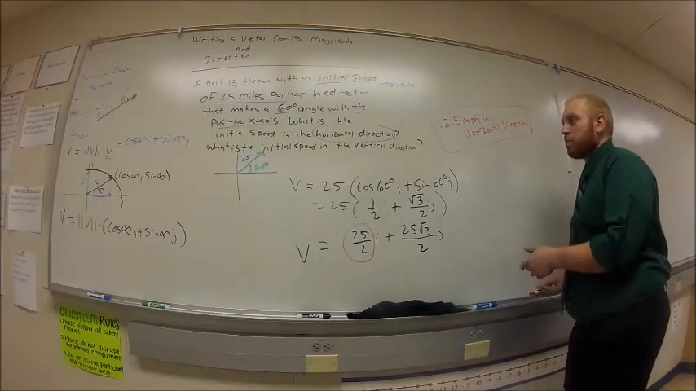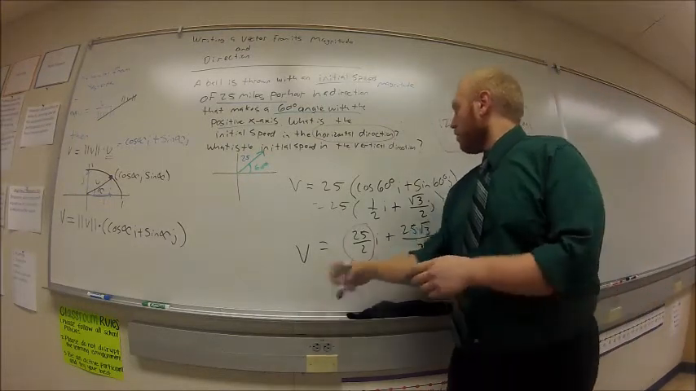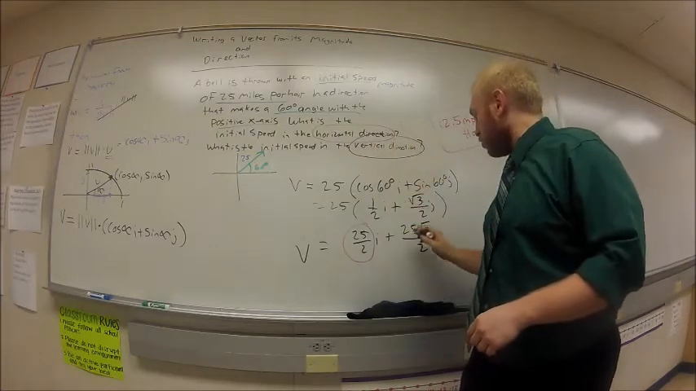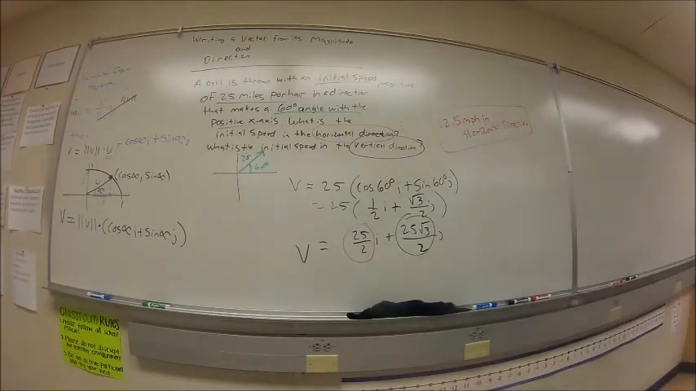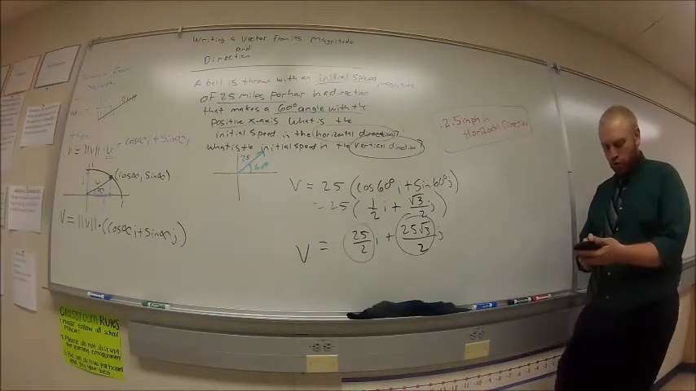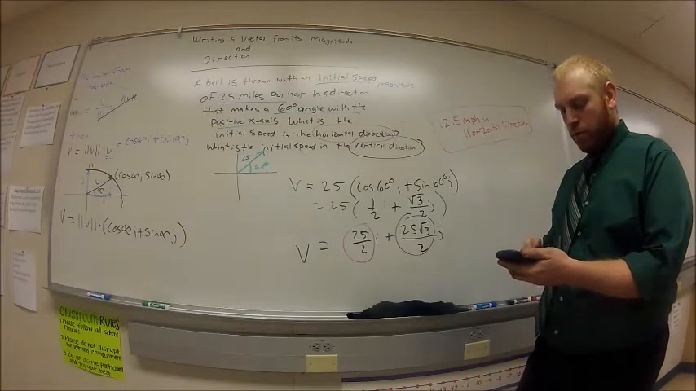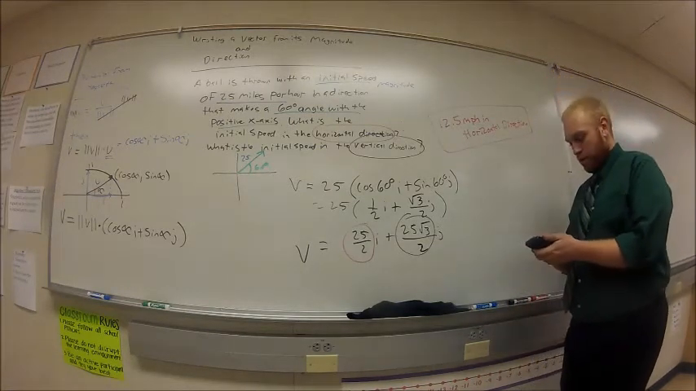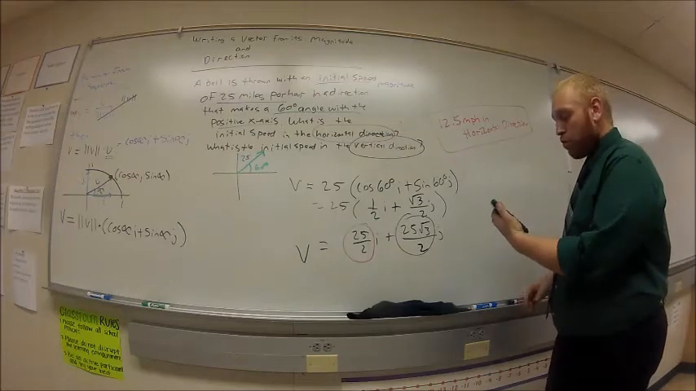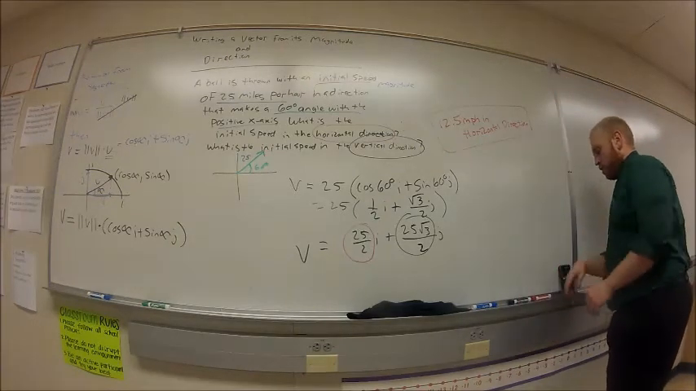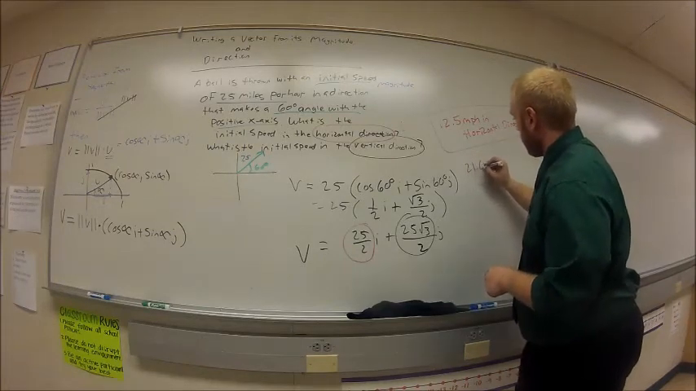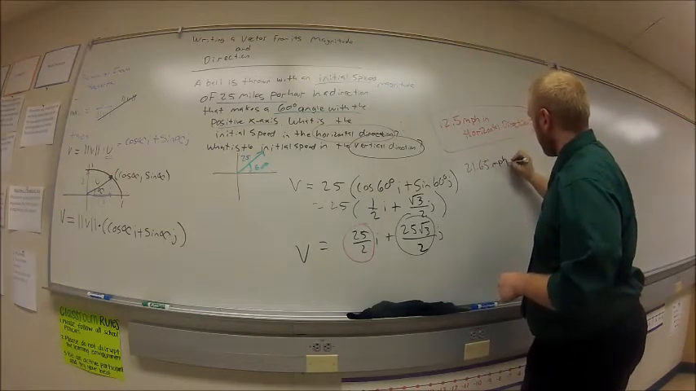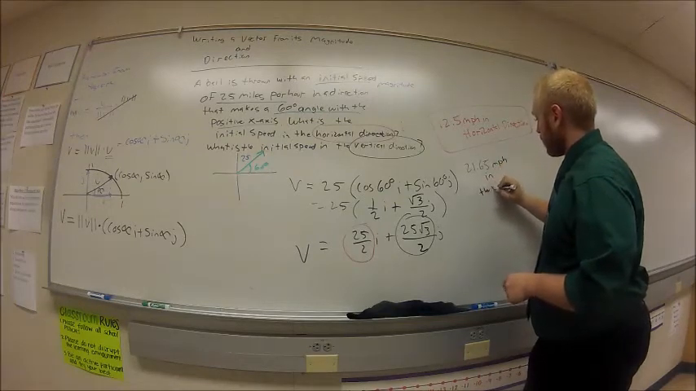And then if it says, what's the initial speed in the vertical direction? Well, the vertical direction, that's the j component. So figure out what that guy is as a decimal. So do 25 times the square root of 3. I got 43.3 divided by 2. And that told me 21.65 miles per hour in the vertical direction.